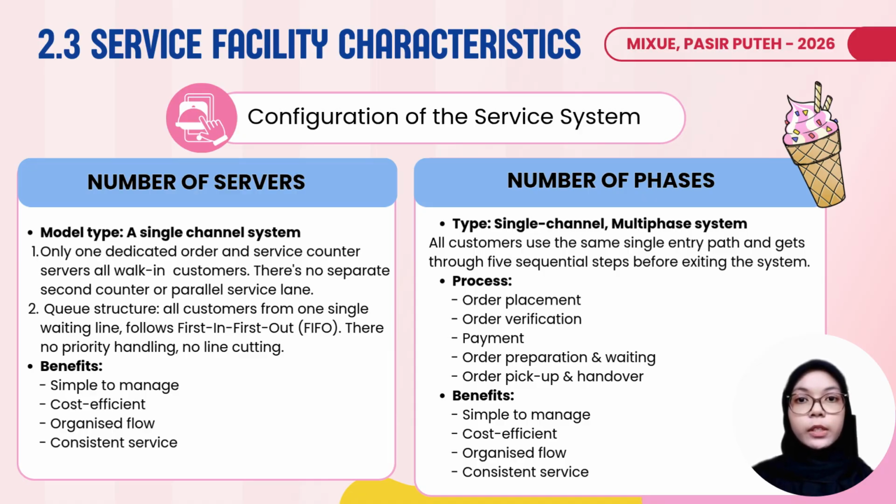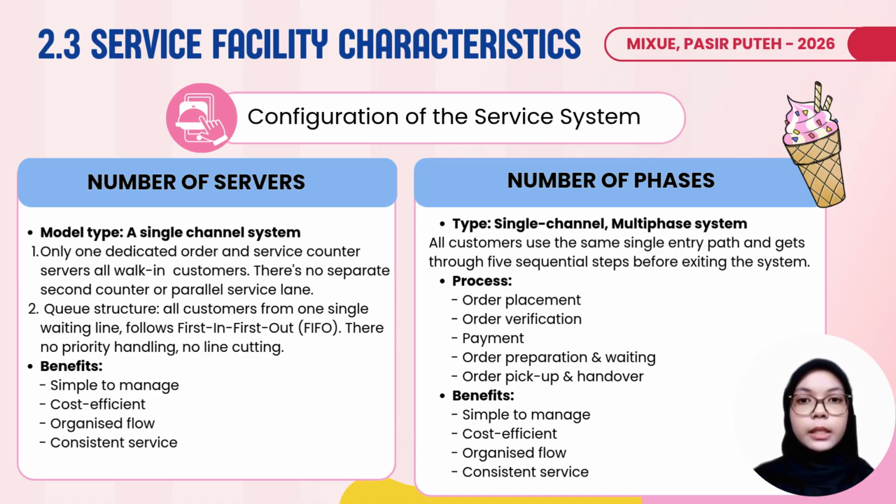Moving on to the configuration of the service system, let's look at how the physical service system is configured. Mixue Pasir Puteh operates on a single-channel multi-phase system. There are two parts, which are the servers and the phases. Starting with the number of servers, Mixue utilizes a single-channel model. This means there is only one dedicated order and service counter that serves all walk-in customers. There isn't a secondary parallel service lane or a separate pickup counter. Because of this, the queue structure is strictly first in, first out, or FIFO. All customers join one single waiting line, meaning there is no priority handling or line cutting.